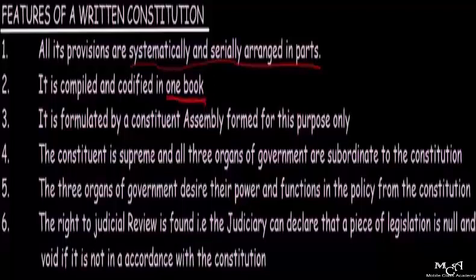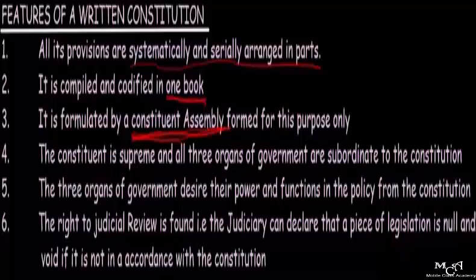Number 3, it is formulated by a constituent assembly. That's the lawmaking organ of the state. It is formulated by a constituent assembly formed for this purpose only. That's the only purpose the constituent assembly is made for, the purpose of lawmaking, and lawmaking is one of the most prominent functions of the legislative arm of government.